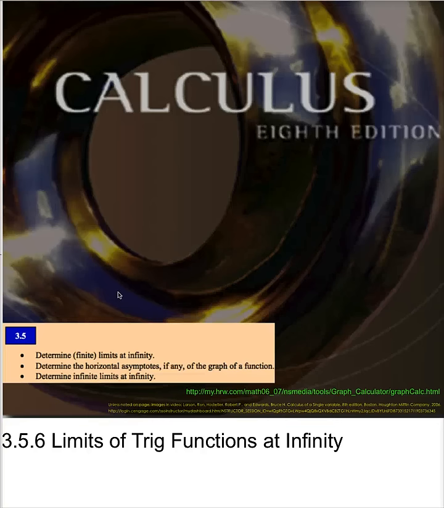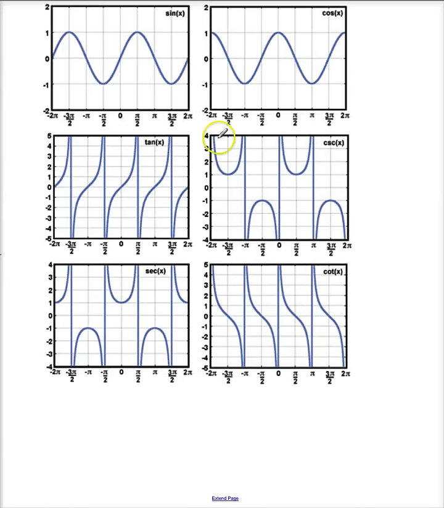Now let's talk about what happens to trig functions when we try to take the limits at infinity. First of all, I want to point out that trig functions do not have a limit at infinity that exists on their own. The limit as x goes to infinity of, say, let's pick cosine, is what? Well, the answer is it does not exist.